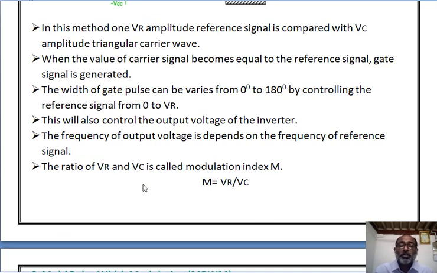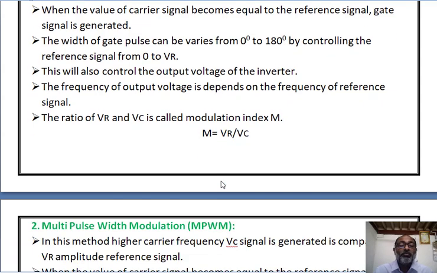So the ratio of VR and VC is called the modulation index, and it is denoted by M. So we can write M is equal to VR by VC.